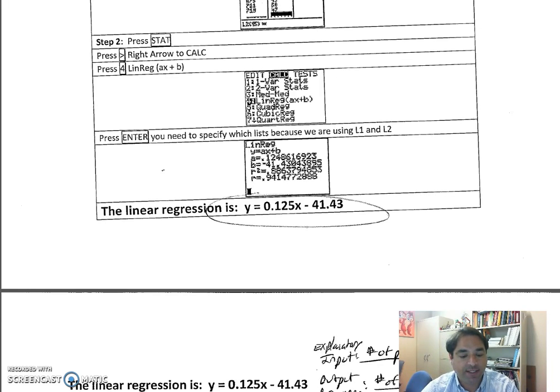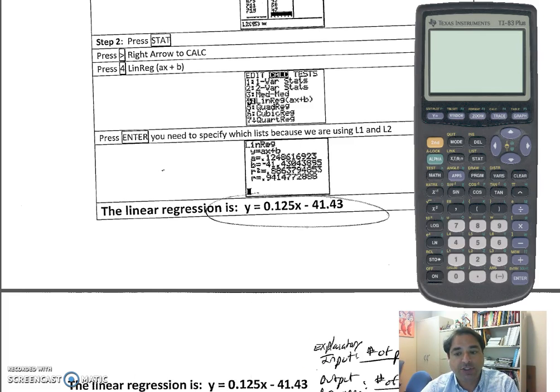Remember, our manatee data is in list 1 and list 2. If I go back here, this was our previous example, hit clear. I'm going to go to Stat, Edit. We're going to be using our manatee data. Remember, list 1 is number of powerboat registrations. List 2 is number of manatees killed.